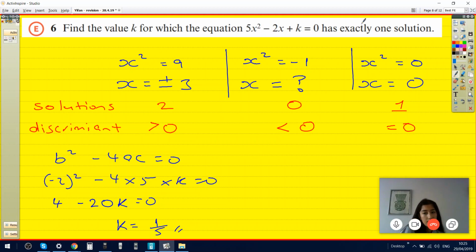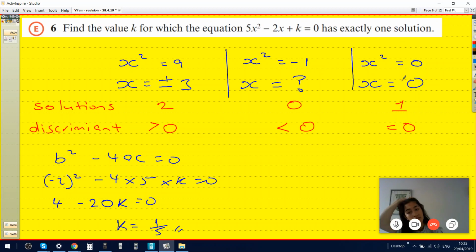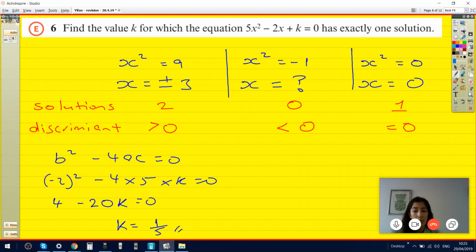Yes. So if it's exactly one solution, the discriminant is equal to 0. If it's no solutions, then the discriminant must have been negative, so less than 0. And if there are two distinct solutions, then the discriminant must have been bigger than 0. Any questions there? Nope. Okay.